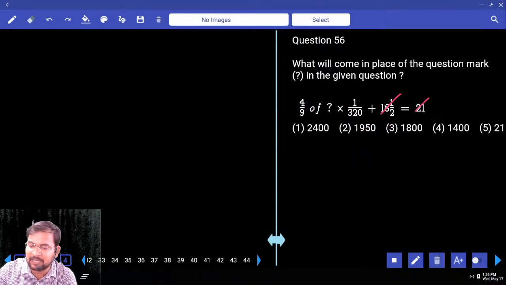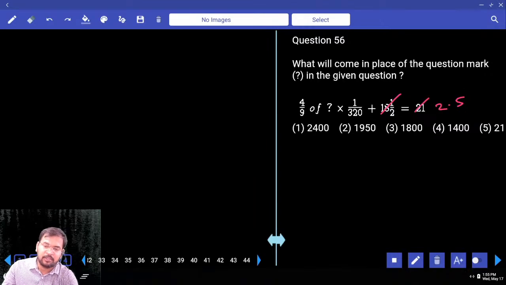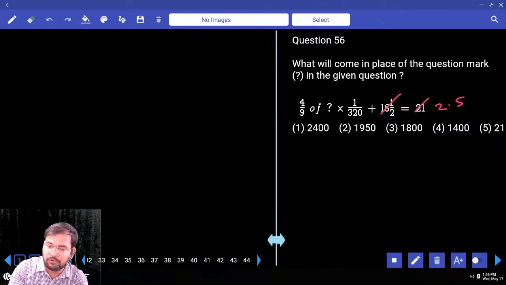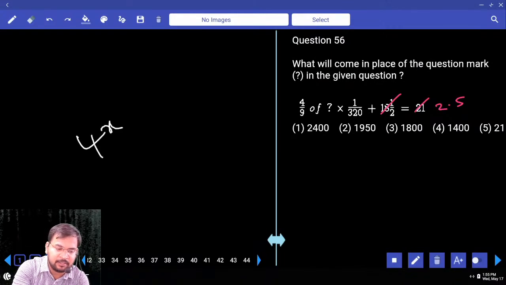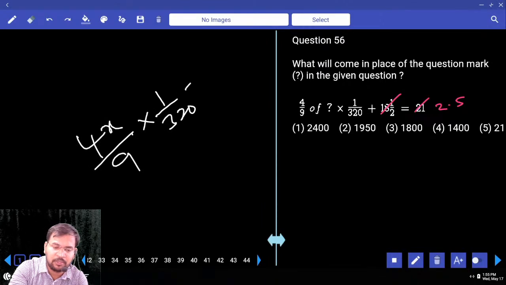18 and half. If you cut from 21, the remainder will be 2 and half, na? Remaining will be 2 and half. Are you clear, na? Now, 4x by 9 into 1 by 320 is equal to how much?